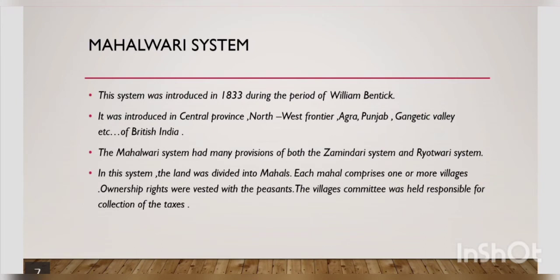Mahalwari system. The system was introduced in 1833 during the period of William Bentinck. It was introduced in Central Province, Northwest Frontier, Agra, Punjab, Gangetic Valley, etc. of British India. The Mahalwari system had many provisions of both the Zamindari system and Rayotwari system.